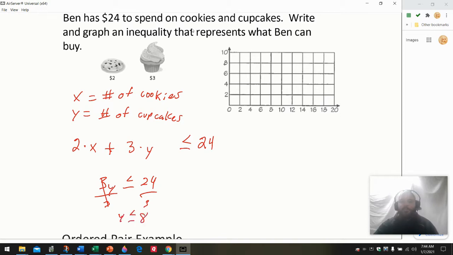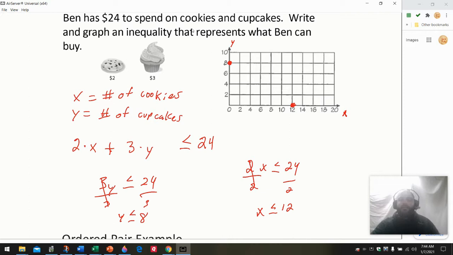Now, we're not going to pay so much attention to the less than or equal to right now, as we're just going to put a dot on the 8 on the y-axis. Remember, this is your y-axis, and this is your x-axis. Now, I'm going to do the same thing this time, but I'm going to get rid of the y. I'm going to get rid of that 3y right there. So I'm just going to have 2x is less than or equal to 24. And when I divide both sides by 2, I get x is less than or equal to 12. So I'm also going to put a solid dot on 12 right there.